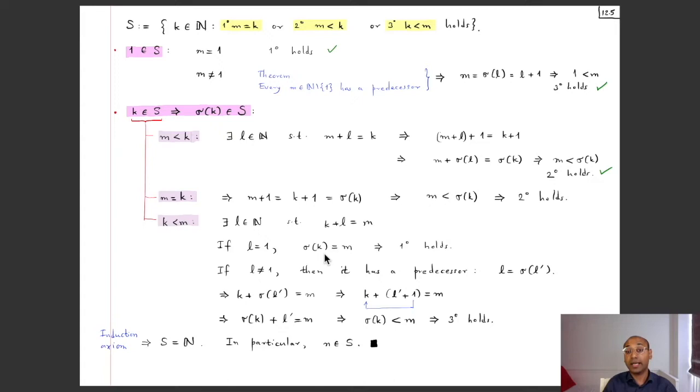In other words, sigma k is equal to m. And then we are in case 1, you see, with k replaced by sigma k. And so in this case we are done.